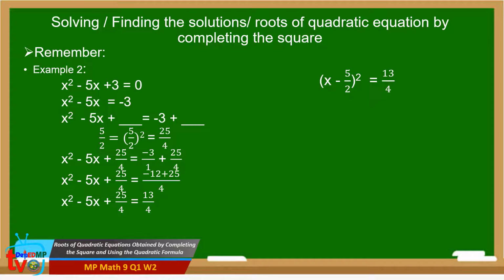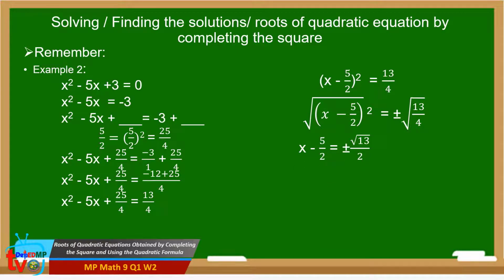Next, we must get rid of the exponent by putting a square root sign on both sides of the equation and then simplifying. Now we have x minus 5 all over 2 is equal to plus or minus the square root of 13 all over 2, and then transpose negative 5 all over 2 to the right side. Means we have x is equal to 5 all over 2 plus or minus the square root of 13 all over 2.